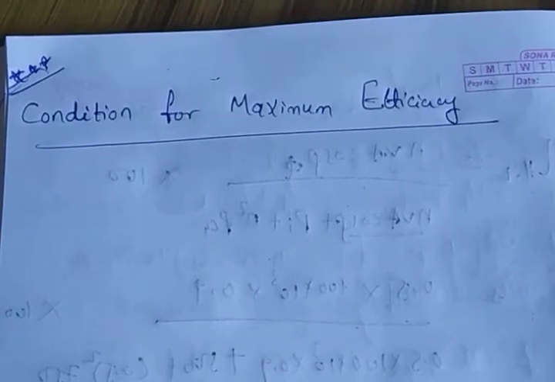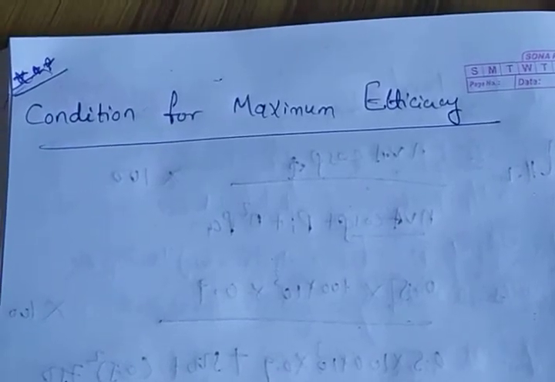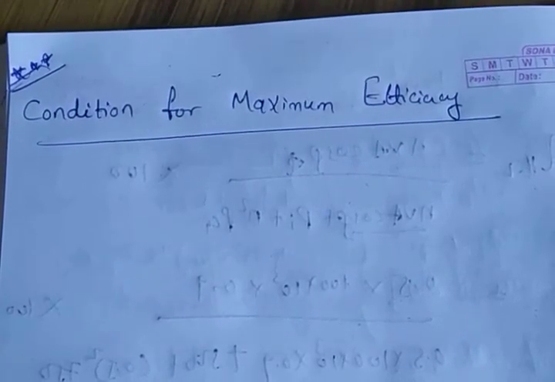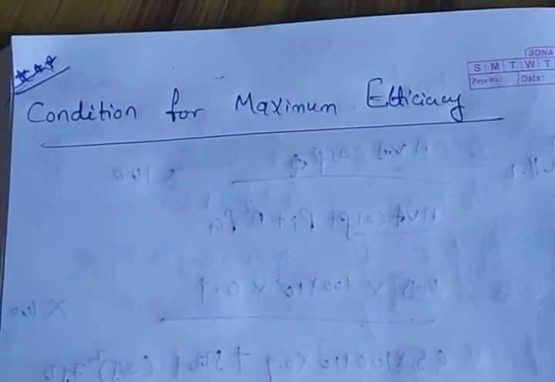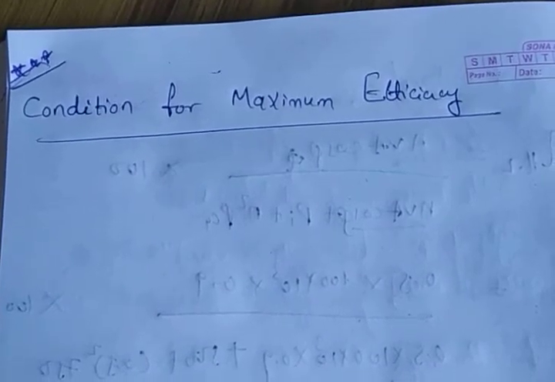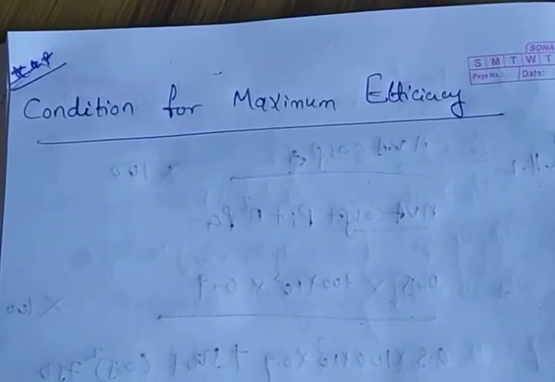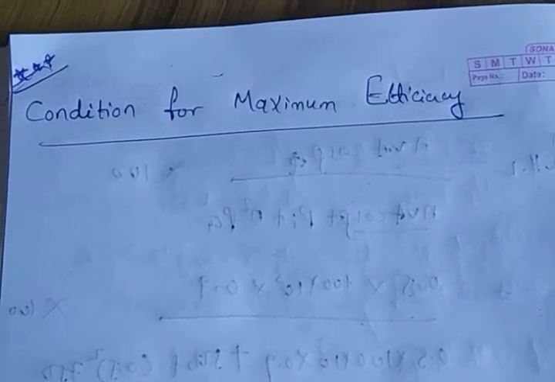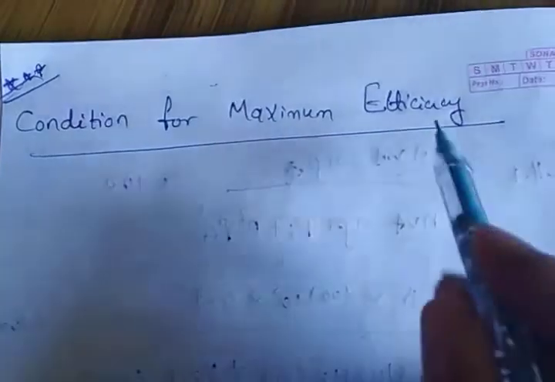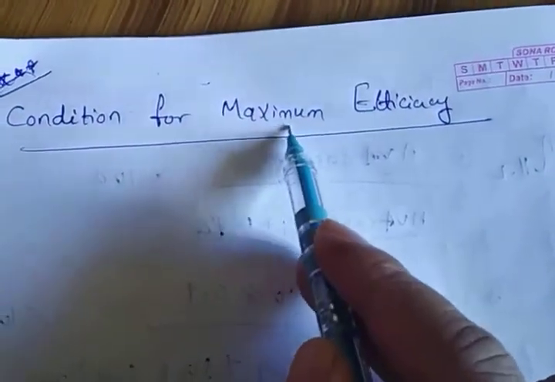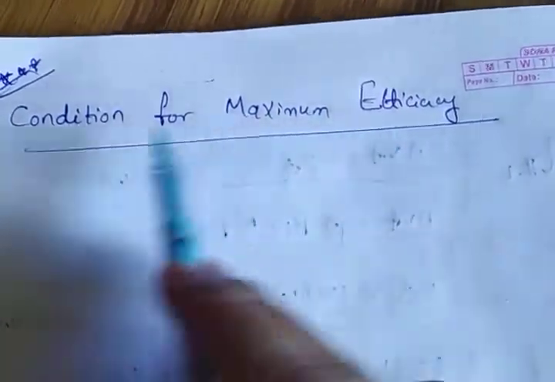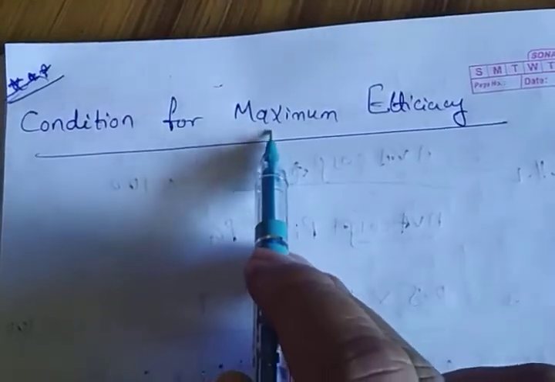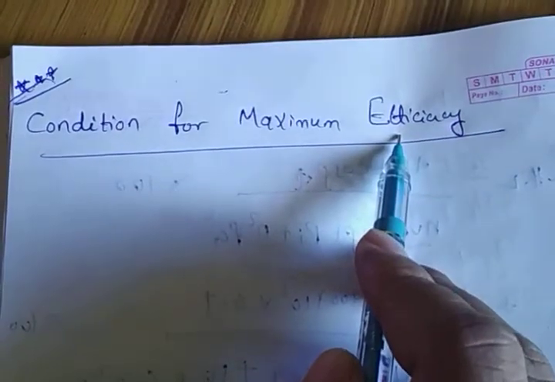Hello dear students. In the previous lecture we discussed the efficiency of a transformer, how to calculate the efficiency at full load condition, and how to calculate the efficiency at different load conditions or fractional load. Now I am going to derive the condition for maximum efficiency. It means at what point you will get the maximum efficiency in a transformer. So we are going to discuss under which condition you will get the maximum efficiency of a transformer.